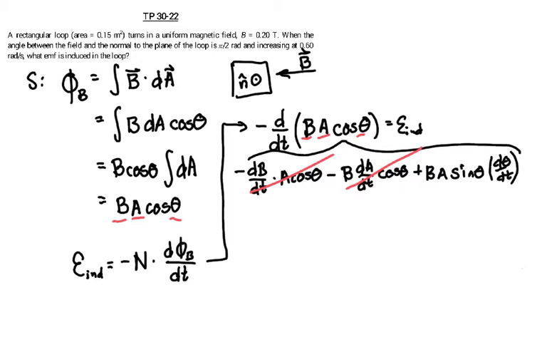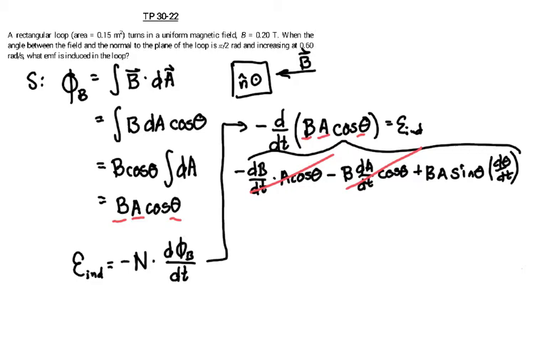Well, this tells us right away in the problem statement that we have a loop that is 90 degrees between the normal vector and the magnetic field, and it's increasing at a rate of 0.6 radians per second. The angle is changing with time. This is a non-zero derivative. So this one actually lives through our little analysis here.